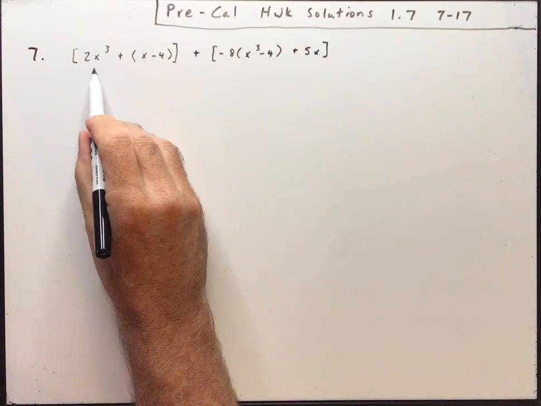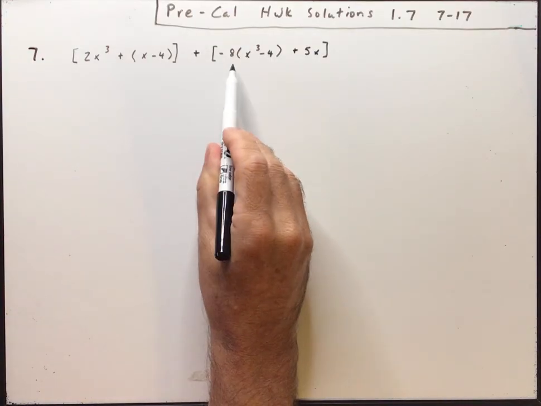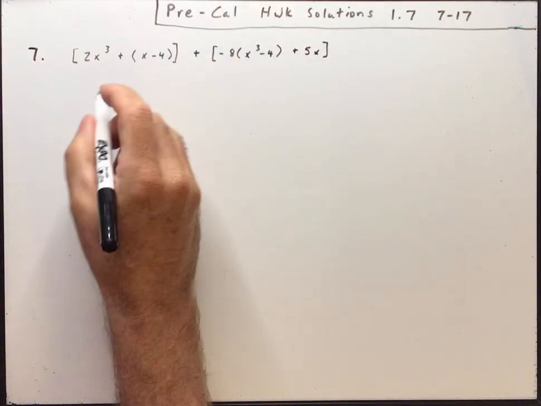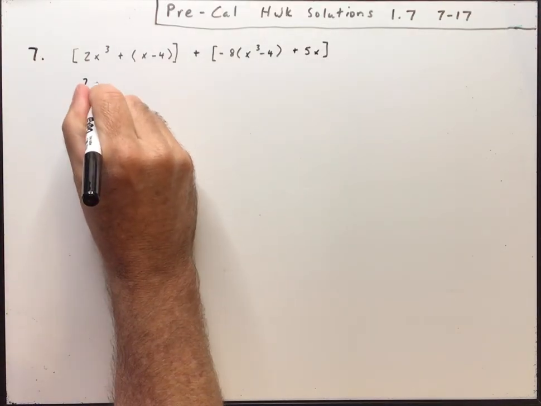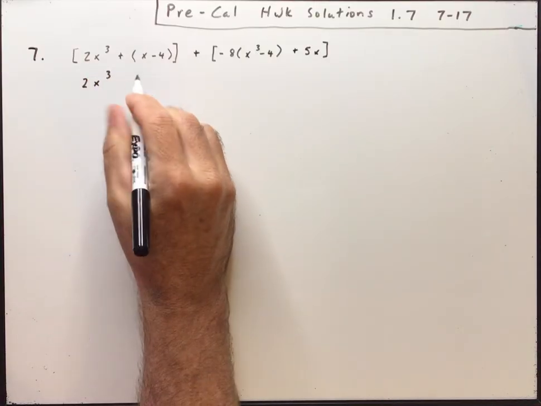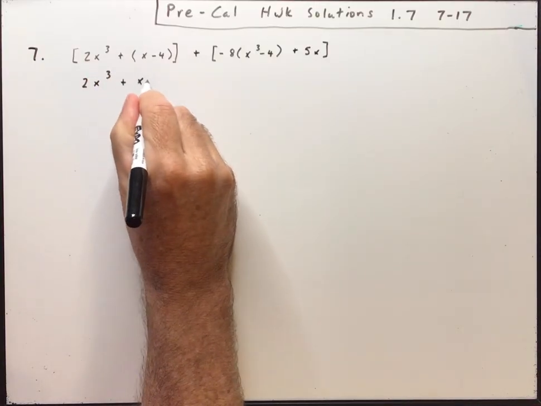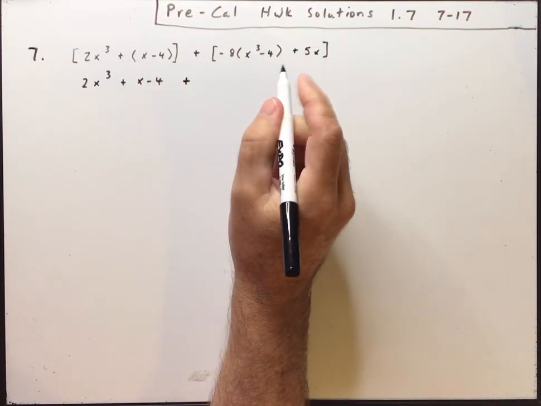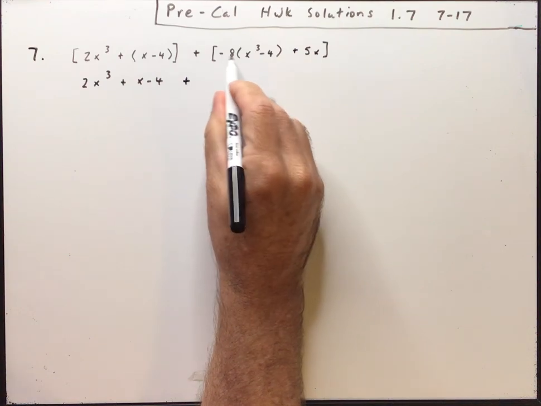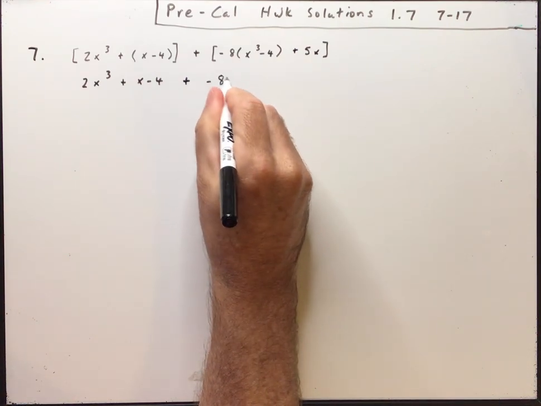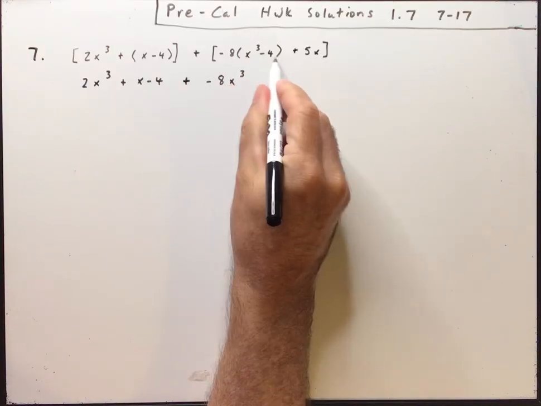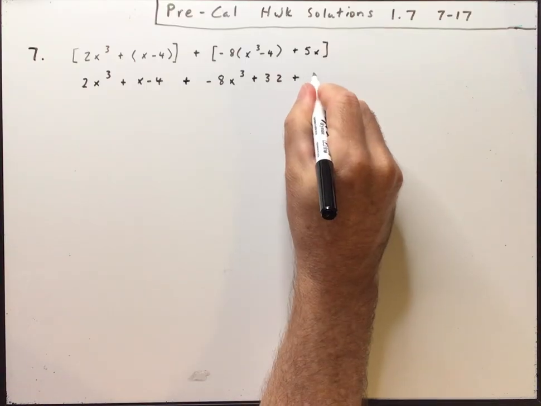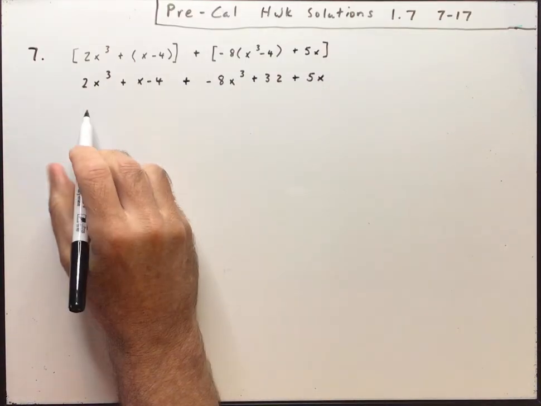So we've got 2x cubed plus quantity x minus 4, plus negative 8 times quantity x cubed minus 4, plus 5x. So it's addition, so that makes it just a little easier. So I've got 2x cubed. I can just rewrite this parenthesis as plus x minus 4 since it's really just a 1 out front. And then I'm going to go ahead and distribute this negative 8. So plus negative 8x cubed. Negative 8 times negative 4 would be plus 32. And then plus 5x.